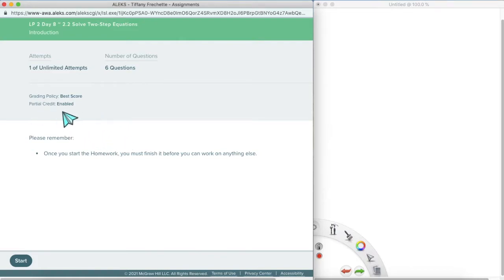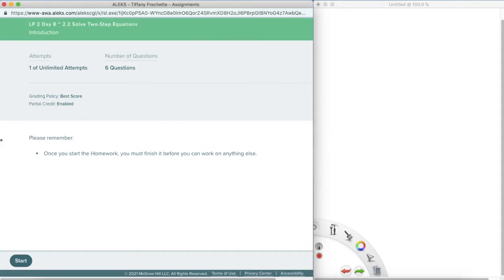Partial credit just means that if you answer one of 6 questions, you get credit for that one question. It doesn't mean partial credit within questions. Sometimes there's multiple answers within there. You don't get partial credit within a question. You either have to answer the whole question or not at all. But if you answer the question, then you get the points for that one.